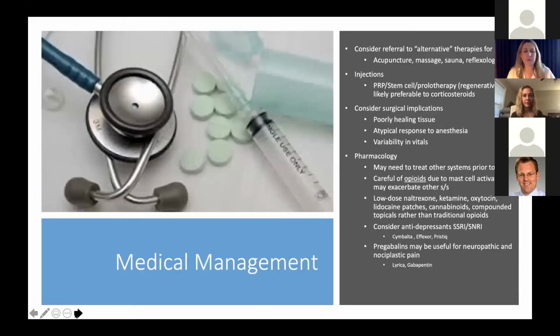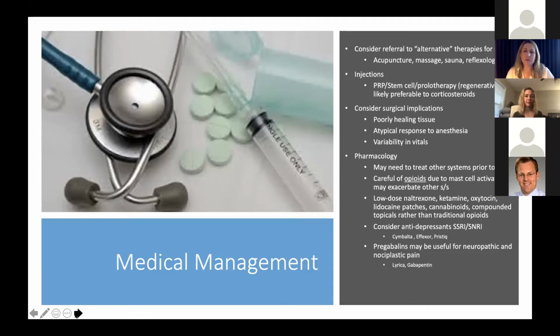We also have to think about the medical management. A lot of times alternative therapies are great for these patients. We might be using things like Dr. Barreto mentioned with PRP or stem cell or even prolotherapy injections to help try to stabilize a certain joint. These are going to be preferable to corticosteroid injections. If a dancer does have to have surgery, we want to consider some of those surgical implications because often that tissue is poorly healing or slower to heal. These dancers also have an atypical response to anesthesia. They may need a lot more anesthesia than the average patient of their height and weight.